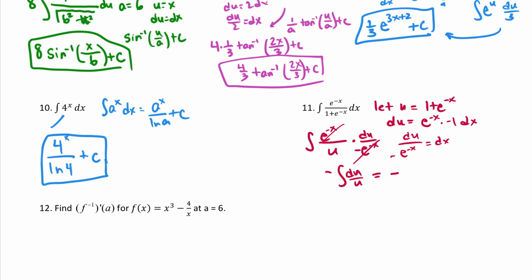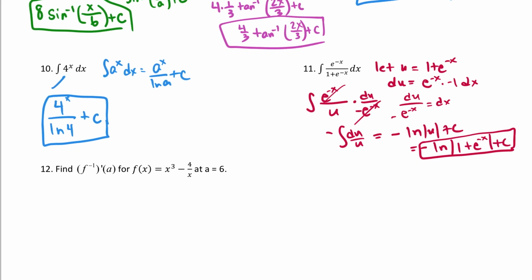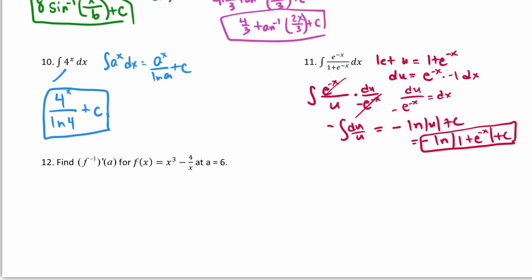The integral of du over u is ln absolute value of u, so plus the c. So substituting this back in, I get negative ln absolute value of 1 plus e to the negative x plus c. There we go. And taking a look at this last one that we have here, we have to find the inverse derivative of a for f of x at a equals 6.